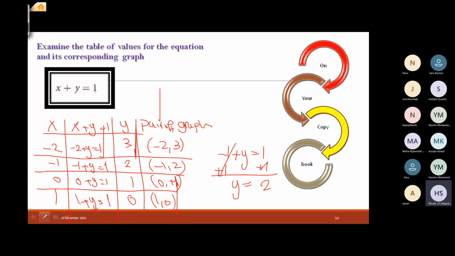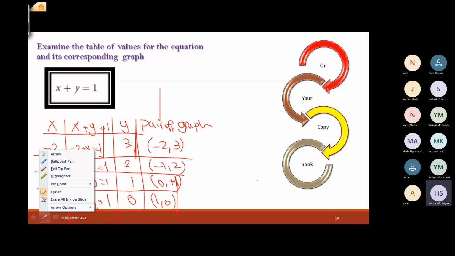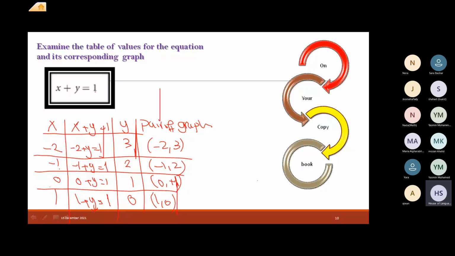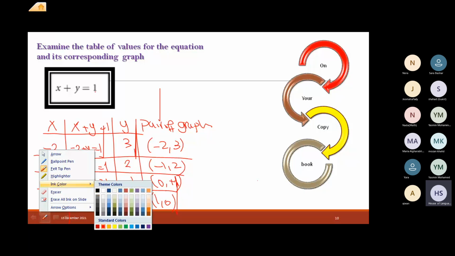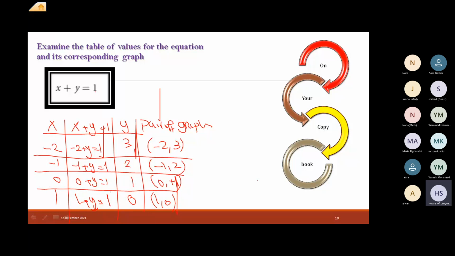Yes, now. Oh, what? And the only thing matching with you in that table is 0 and 1.